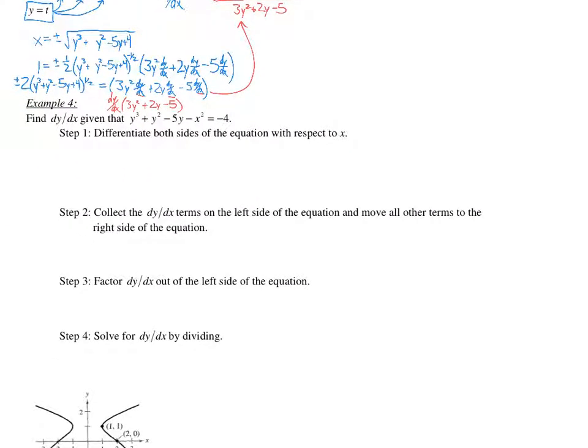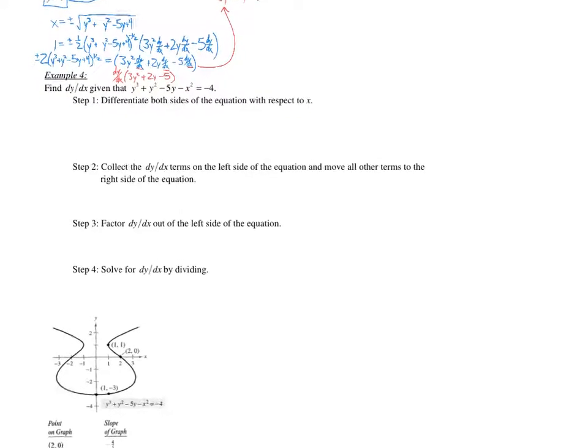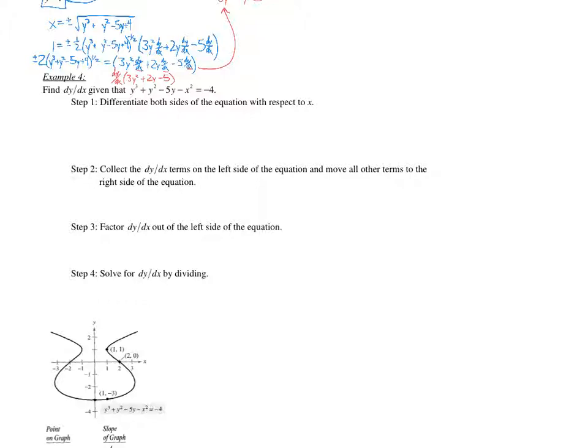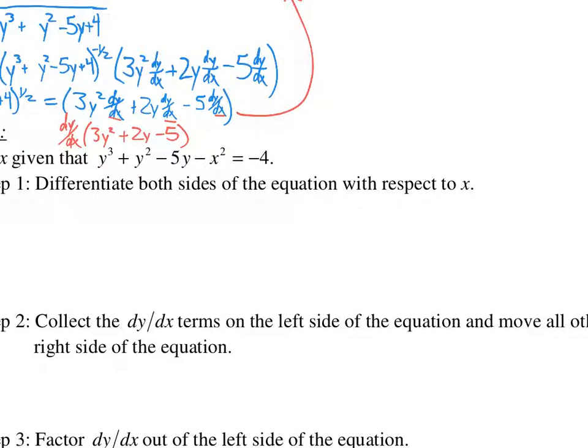One last one here real quick. We'll take a look at the derivative of y cubed plus y squared minus 5y minus x squared equals -4. I differentiate both sides with respect to x. So again, let's run through this. What's the derivative of -4? 0. What's the derivative of y cubed? 3y squared dy/dx.